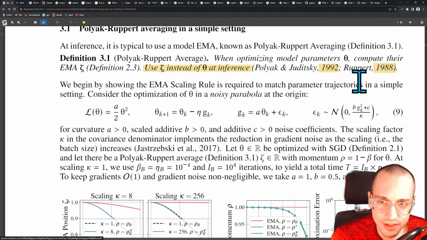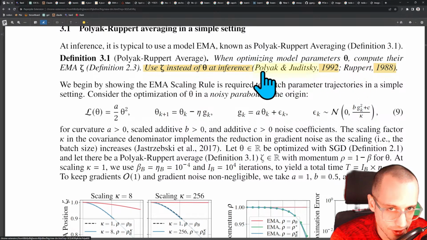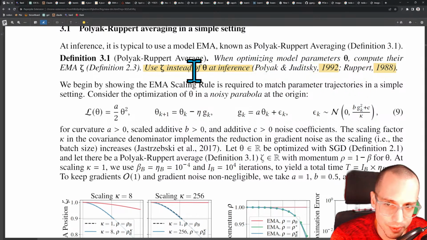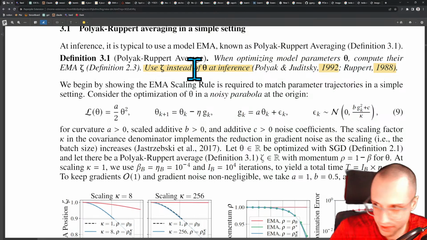This is like some 1992 paper, some 1988 paper. I don't care about Ruppert anymore. I don't care about this Polyak dude. Why do we need to keep remembering this guy's name? Let's just forget about this guy's name. We're just going to call this using EMA weights at inference.